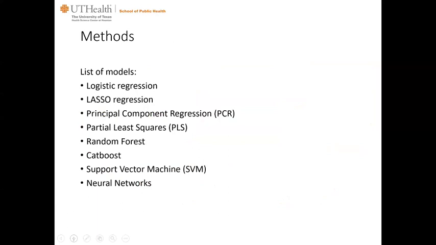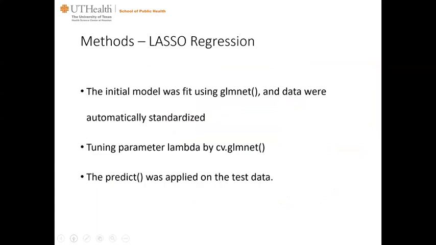We start with a logistic regression model, but the performance is not good enough. As the data have a large number of variables, we proceed with lasso regression. The initial model was fed with glmnet, and the data were automatically standardized. Training parameter lambda by CV with glmnet. The predict function was applied on the test data.